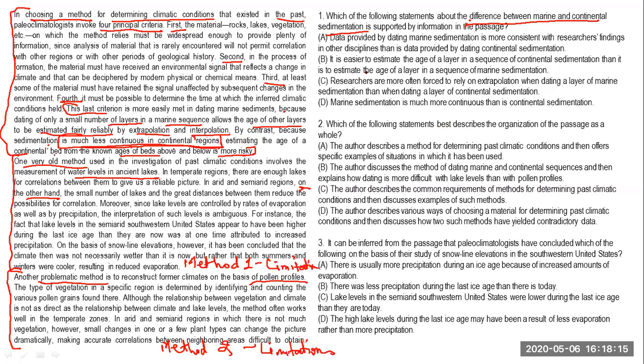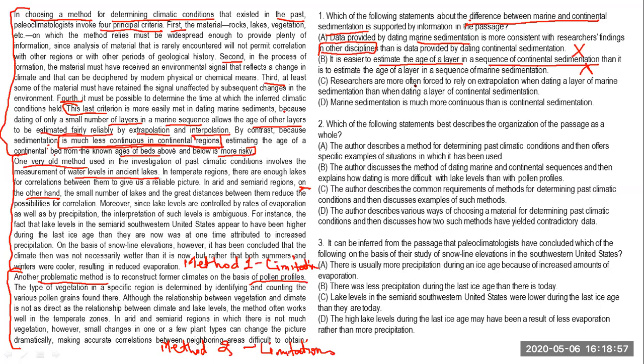Let's look at the options now. A says data provided by dating marine sedimentation is more consistent with researchers' findings in other disciplines. Nowhere in these lines has the author talked about any discipline other than climatology, paleoclimatology. B says it is easier to estimate the age of a layer in a sequence of continental sedimentation. Quite the opposite. It is easier to estimate the age of a layer in a sequence of marine sedimentation, is what we just read.